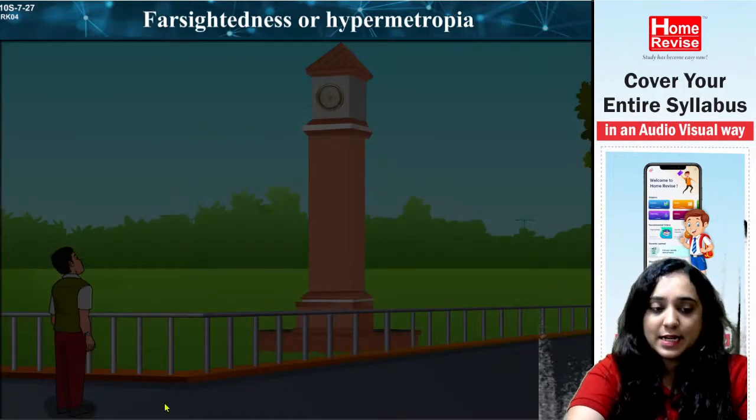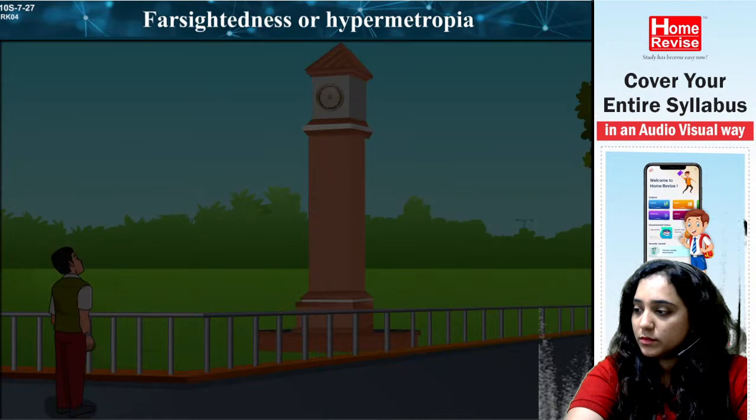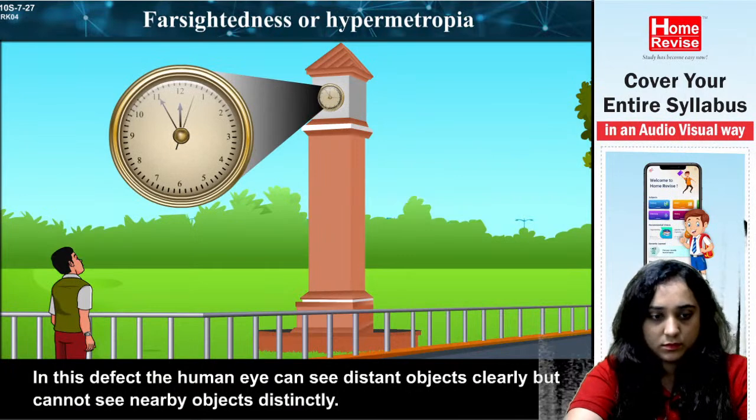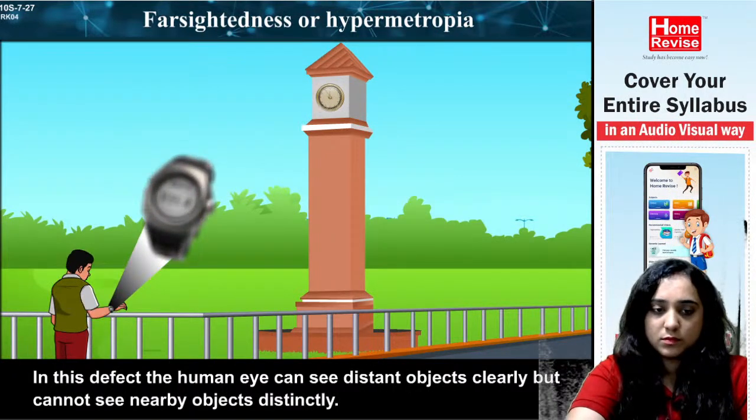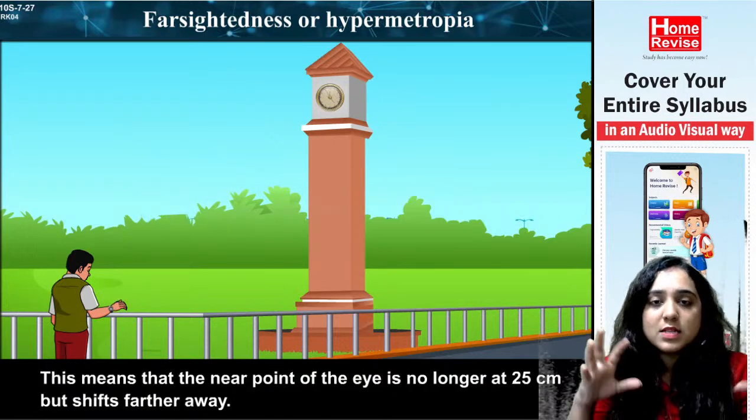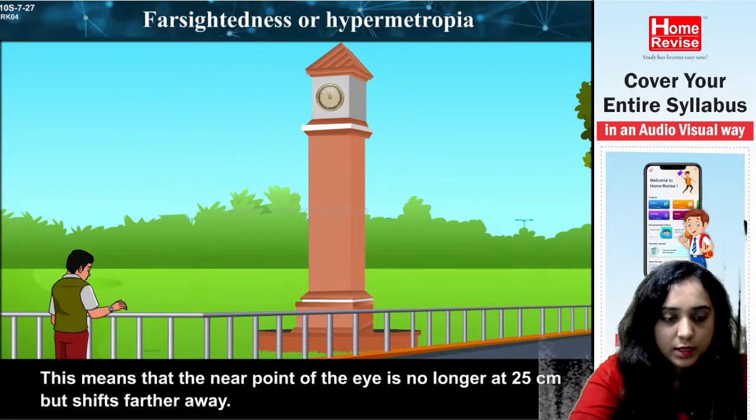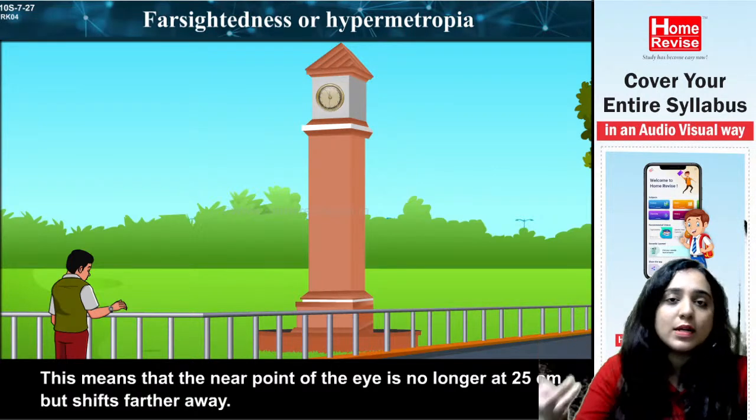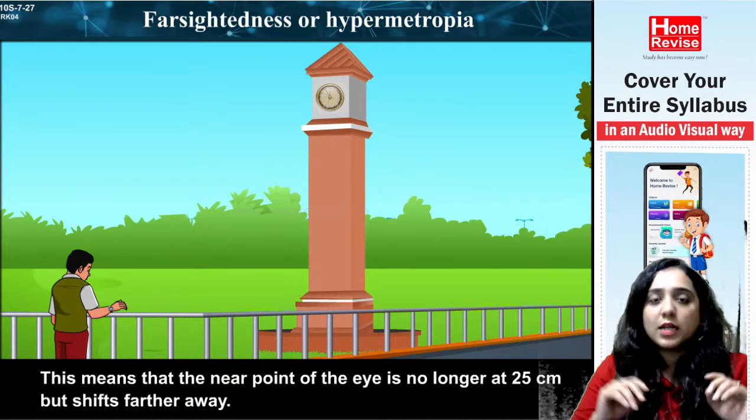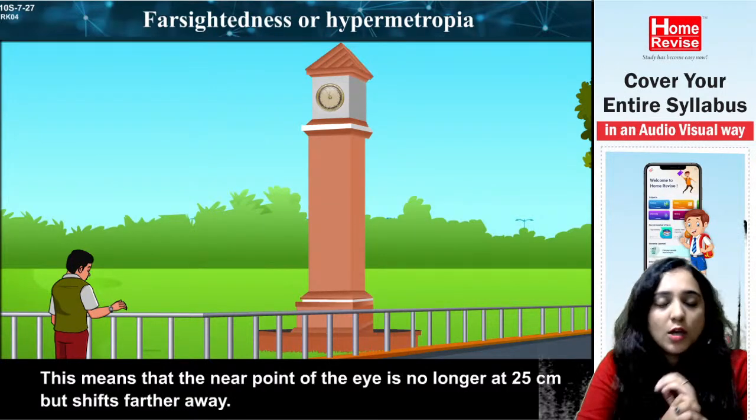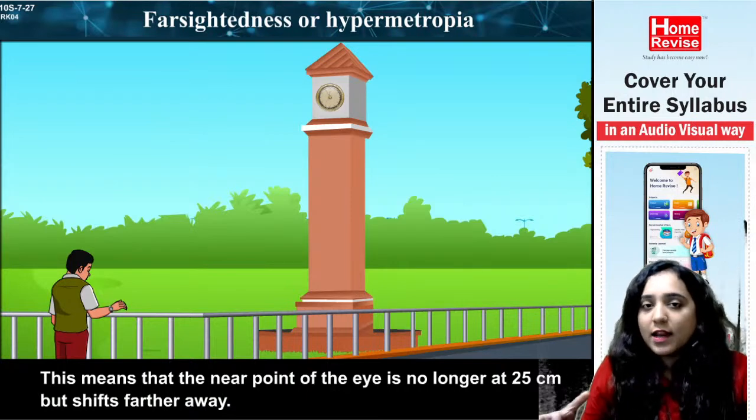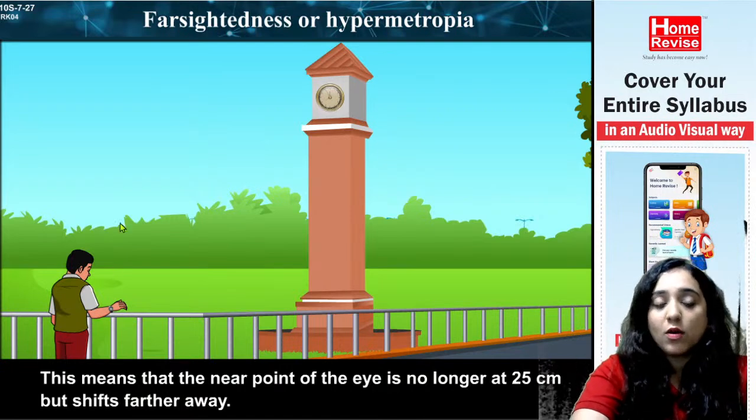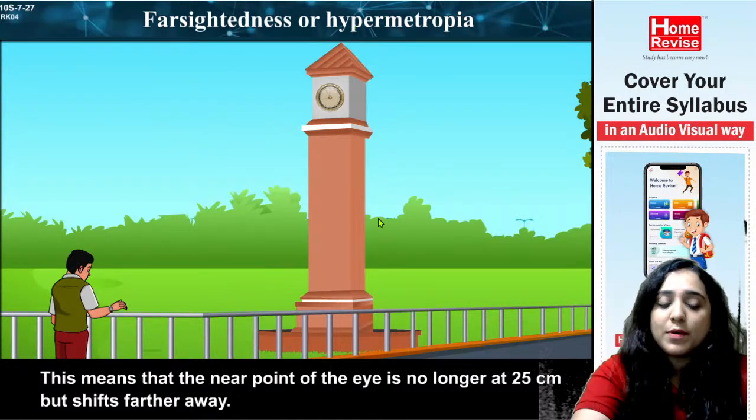Two, farsightedness, or hypermetropia. In this defect, the human eye can see distant objects clearly but cannot see nearby objects distinctly. Now you will think that the near point of the eye is different, but exactly this happens: what is far you can see easily, but what is near you can't see. For example, your wristwatch or your mobile phone you will not be able to see, while things that are far you are definitely able to see. So this is called farsightedness or hypermetropia.